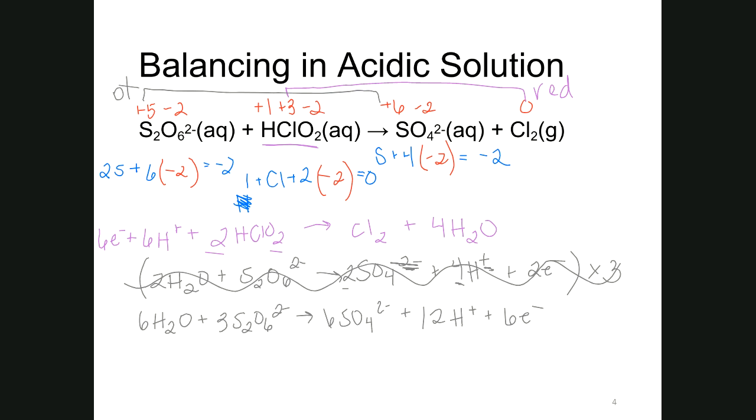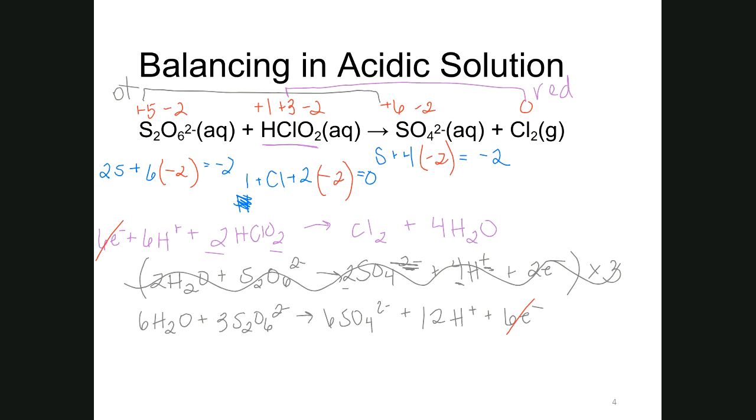Now that we have the same number of electrons, we can add together our purple equation and our gray equation. And when we do that, we should cancel out anything that appears on both sides of the arrow. So, for example, our 6 electrons show up on different sides, right? 6 electrons on the left in the purple equation, 6 electrons on the right in the gray equation. 6 and 6, that cancels out completely. Our electrons are gone. And that's why in an overall equation, you'll never see electrons being written.